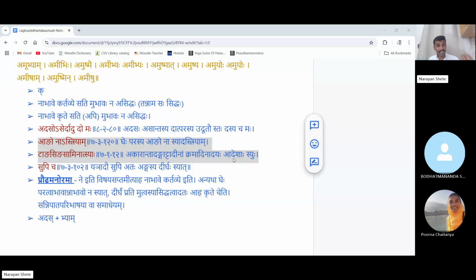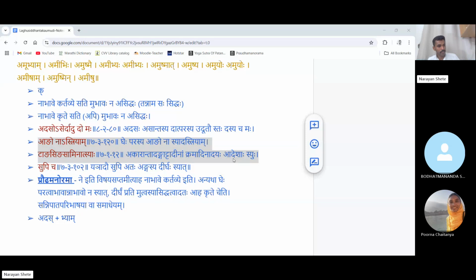Okay. Now that will happen. If we say that this mutvam is not siddha for na bhave kartavya, consider it as siddha. We considered it as siddha. So mutva was done. Because of mutva, this hrasva ukaranta anga, ta got replaced by na for angonastriyam sutra.